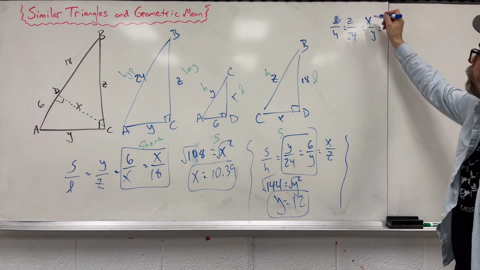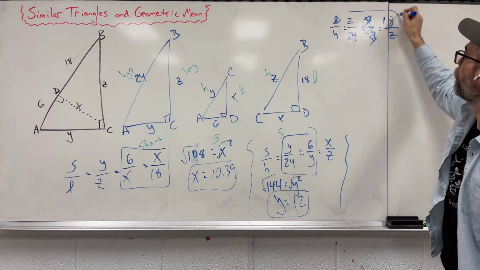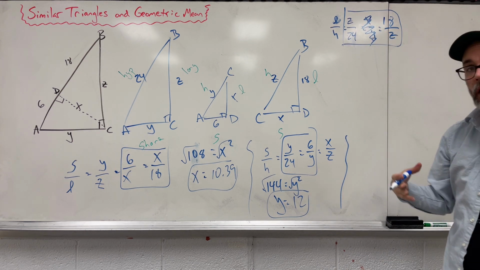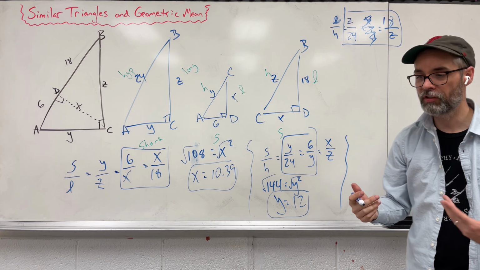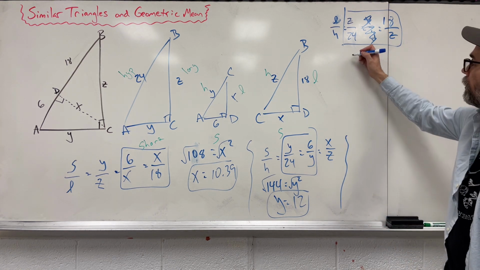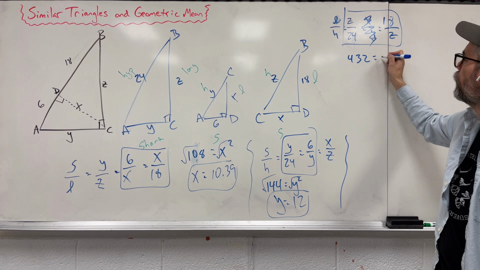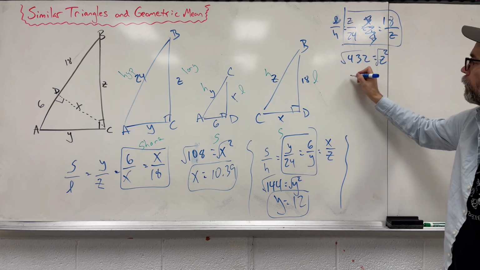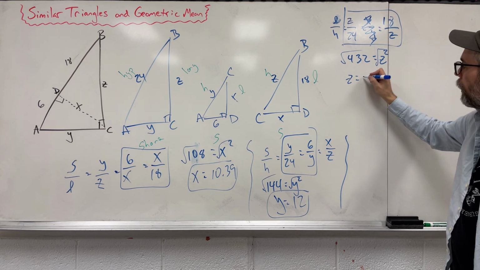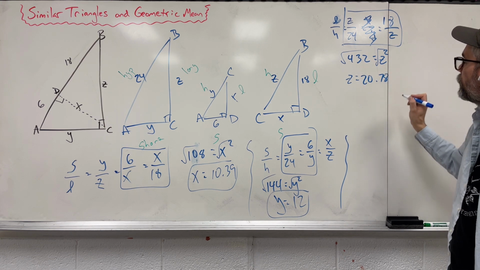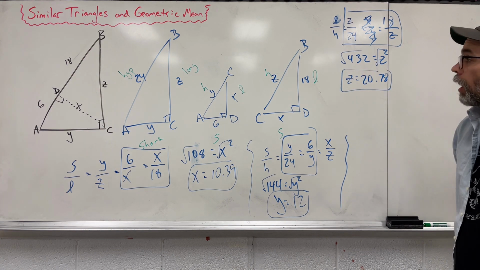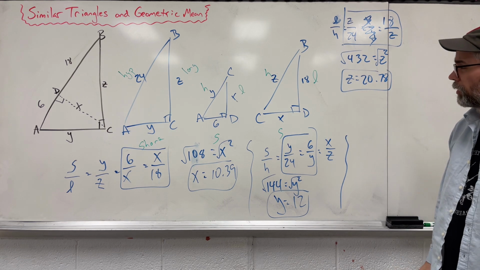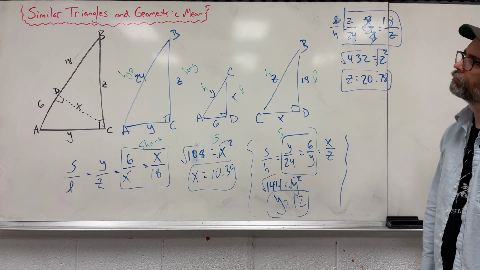Okay, so I don't care about that. I care about what's left here. I have a z, I have a z. Good, let's do our algebra. Let's cross multiply and put these things together. So 18 times 24 is going to end up giving us 432 equals z squared. In order to undo that, we take the square root, and then z ends up being about 20.78. That's similar triangles and finding our geometric means and solving for those missing variables.